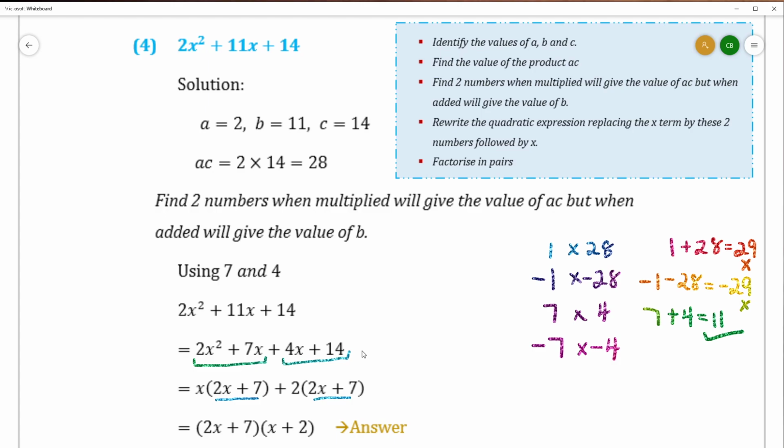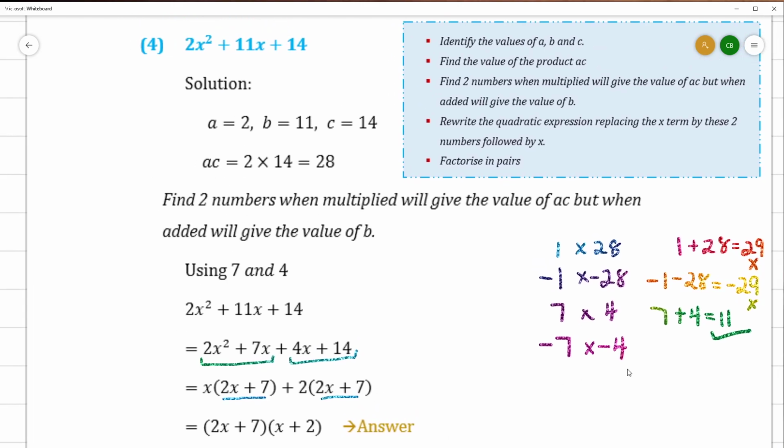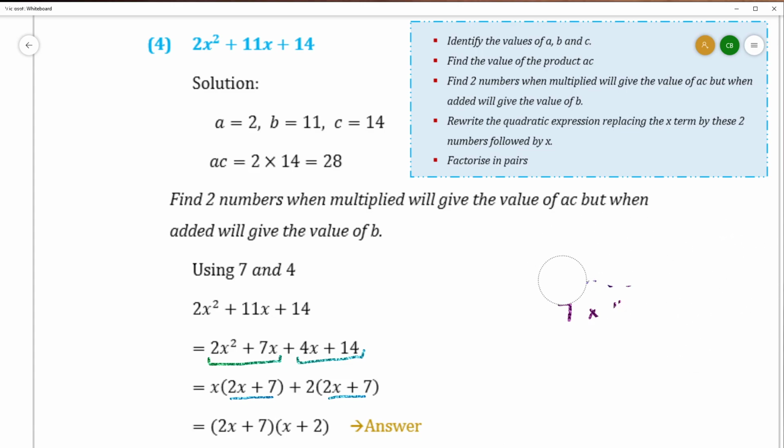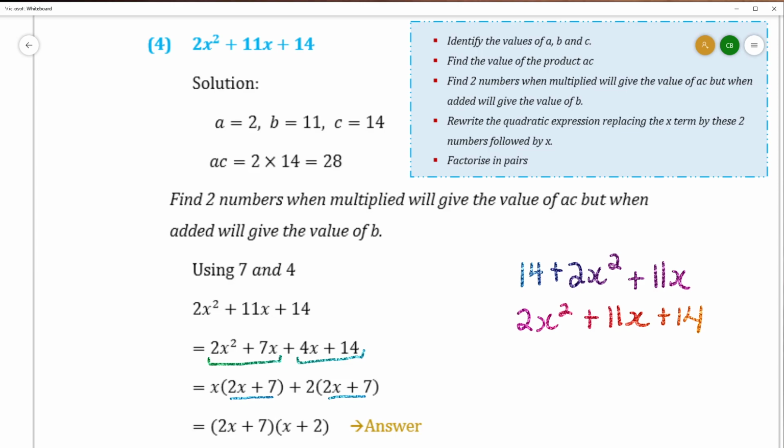So just another thing I would like to mention, if for some reason we have a quadratic where the terms are out of order, so instead of the 2x squared plus 11x plus 14, if it was written as 14 plus 2x squared plus 11x, then before we identify the values of a, b, and c, we need to rewrite it in the order with the x squared term, the x term, and then the constant term before we could identify a, b, and c.